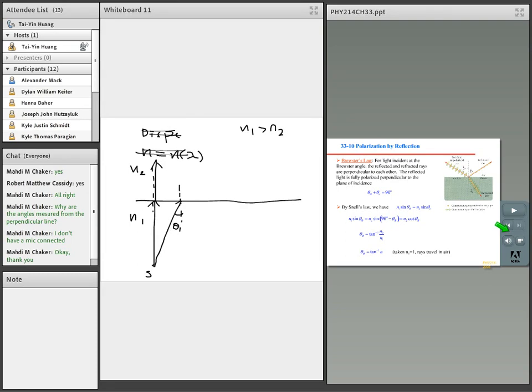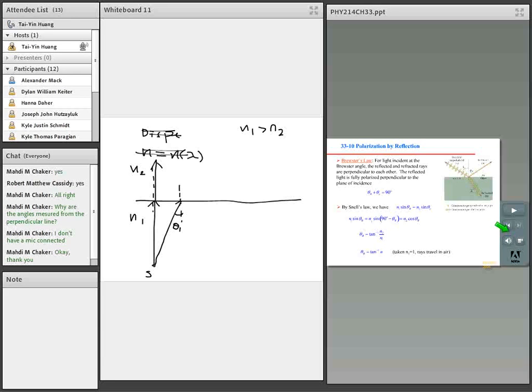If this is theta 1, how would the angle of refraction be? Is it going to be larger than theta 1, or smaller than theta 1? This is my question to you. If you have a light source embedded in a material that has a higher index of refraction, and we have an angle of incidence called theta 1, will the angle of refraction be larger than theta 1 or smaller than theta 1? In other words, will it be closer to the normal or away from the normal?